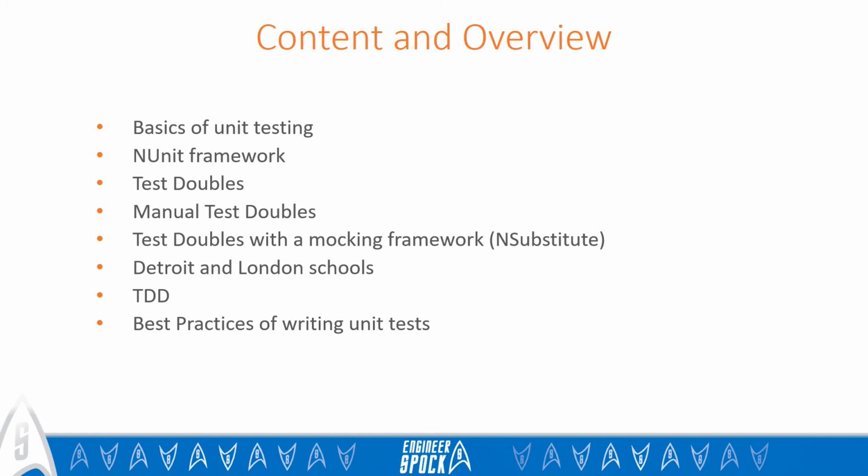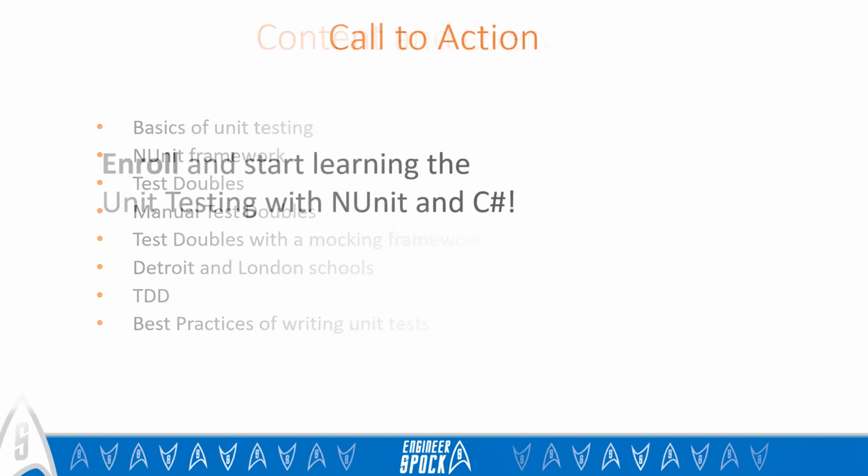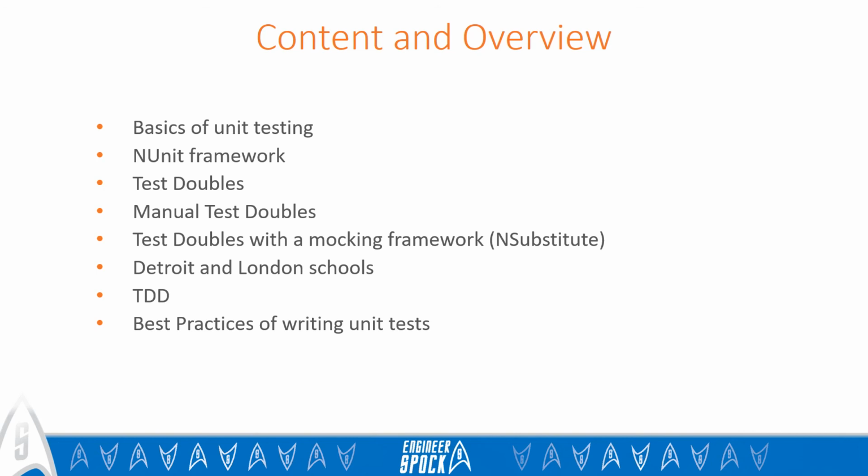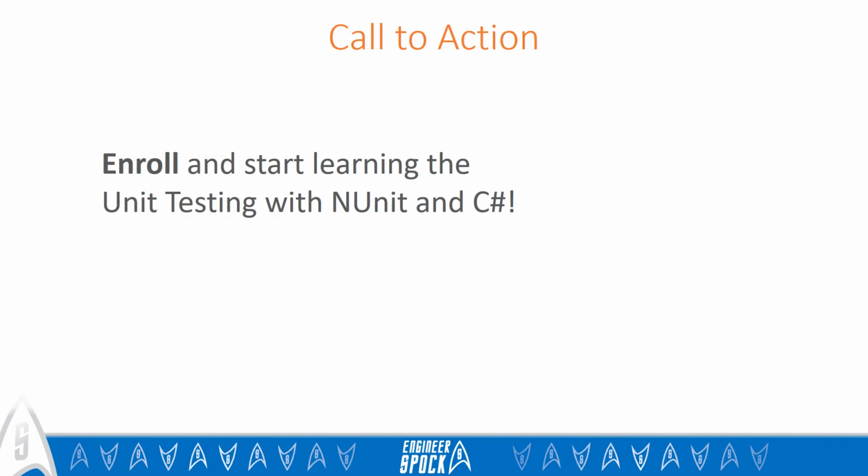So, in short, the course covers the following topics: basic notions of unit testing, NUnit and its basic features, test doubles including fakes, dummies, stubs, spies and mocks, how to write manual test doubles and how to use a mocking framework, TDD, red-green-refactor triplet, and a great number of best practices of writing unit tests. In the end, we will recap what you have learned, and you'll try to understand where you have to go further with the intention to master your skills.